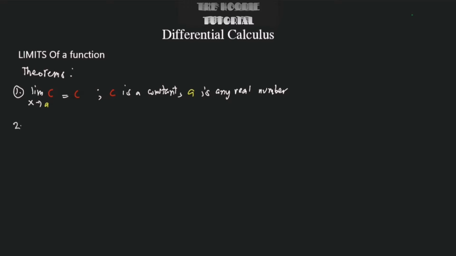So let's go to theorem number 2. Theorem number 2 told us that the limit of the function x, let's put x in red color, as x approaches a, is just equal to a. So the limit of x as x approaches a is equal to a. Basically we just need to substitute the a into x so that we will be able to evaluate the limit, and that is equal to a. So a is any real number.